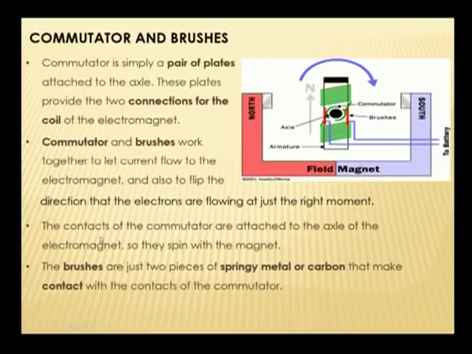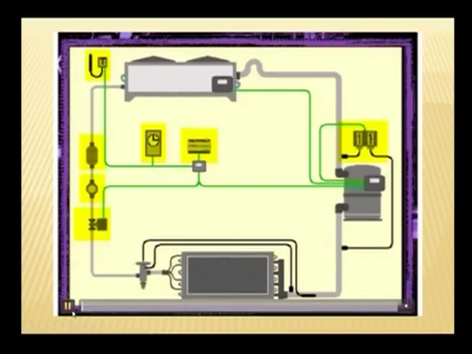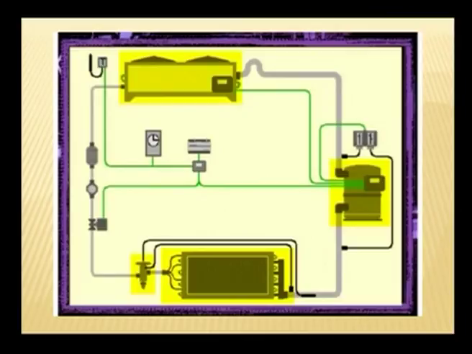The contacts of the commutator are attached to the axle. If you look here, the commutator is connected to the axle, which is the center portion. So, they spin with the magnet. The brushes are just two pieces of springy metal or carbon that make contact with the contacts of the commutator. Those are the brushes. This shows an actual picture of a simple motor, where you can see this electromagnet. The thin coils are wound around the metal piece, and then you can see the casing and the metal axle.